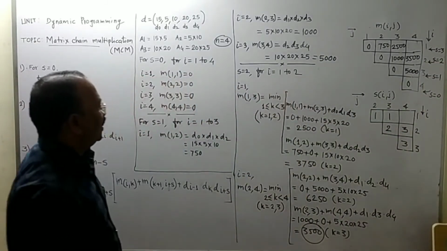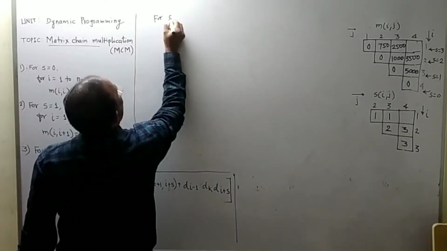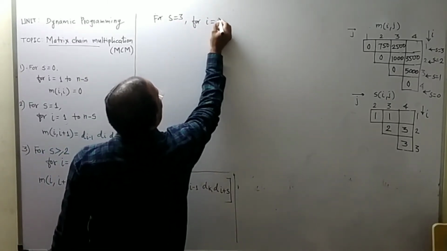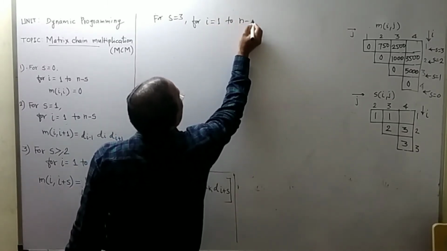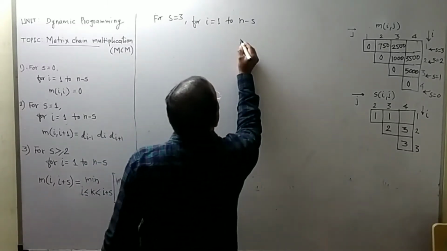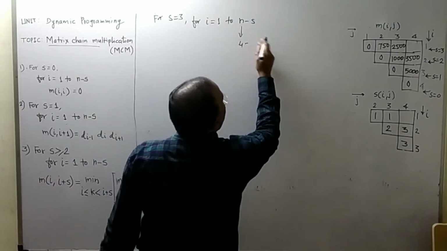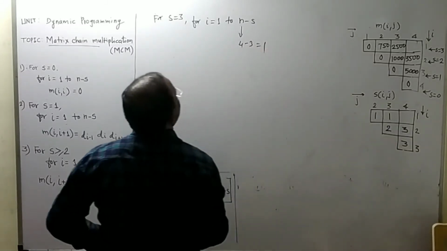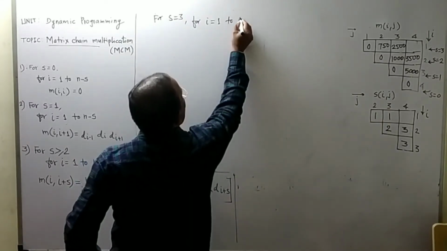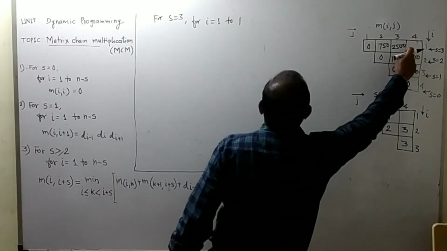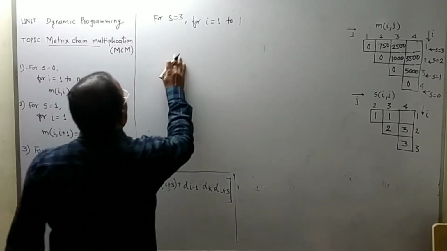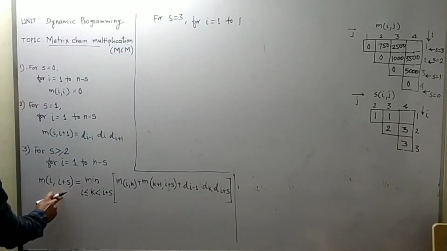Now go for S is equal to 3. For S is equal to 3, the for loop starts from 1 to n minus s. Here n is 4 and s is 3, so 1 to 1. I varies from 1 to 1. So there is a single cell, and for this cell we have to find the minimum value. For this use the third formula.